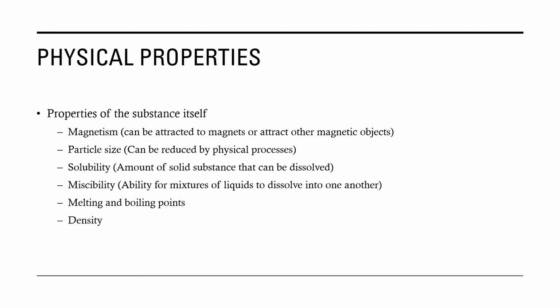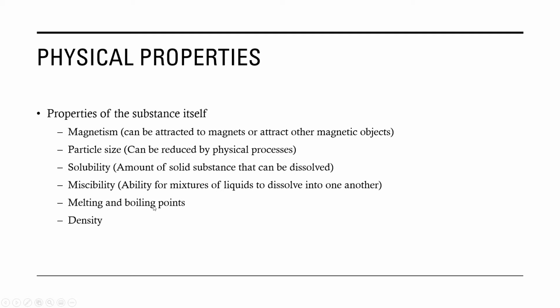Is it, for example, magnetic? What is the size of the particles? Now, they can also be changed by physical processes like cutting and breaking and crushing. What is the solubility of the substance? How much can it dissolve into, say, water or another liquid? Is it soluble at all? Can it dissolve at all? Some things are insoluble. We also have miscibility. So for liquids, a physical property may be its ability to dissolve into other liquids and form homogeneous mixtures.